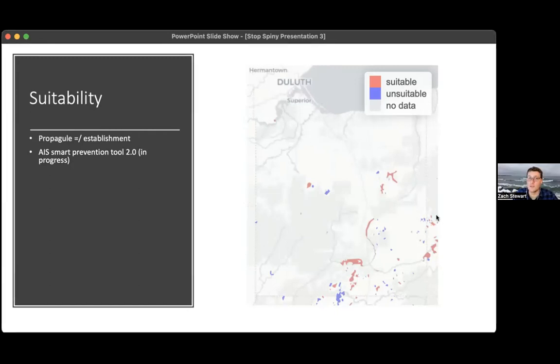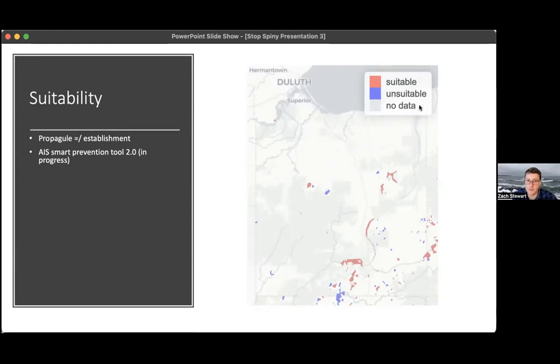So this image on the right here is of my area where we run the Douglas County AIS program over here in northwestern Wisconsin. And it's from a tool called the AIS Smart Prevention Tool out of Jake Zandervanden's lab down at UW-Madison.